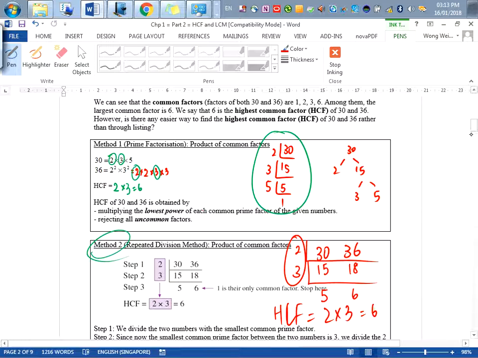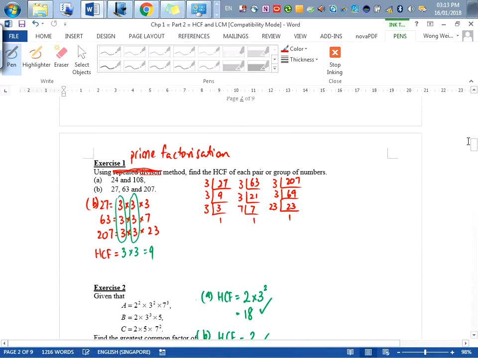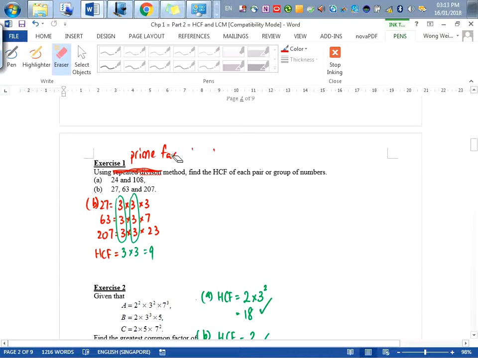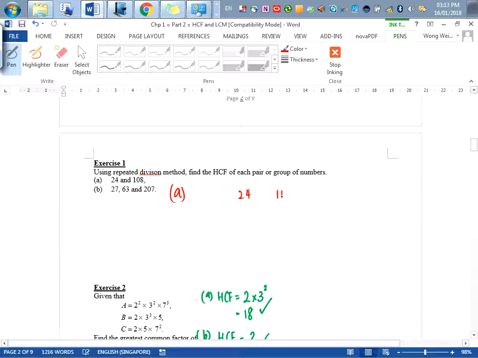So let us just try the same question, exercise one. If you still have space, let's try question one using repeated division. If you don't have space, jot it down on a piece of foolscap paper. Okay? Let's do part A. 24, 108. What is the common prime?